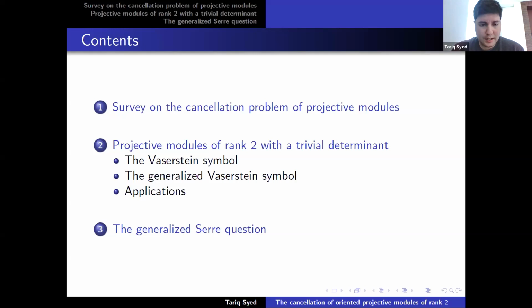I will introduce the Vaserstein symbol as defined by Suslin and Vaserstein, and then I will talk about my work on the generalized Vaserstein symbol and some applications, and towards the end I will discuss some applications to the generalized Serre question.